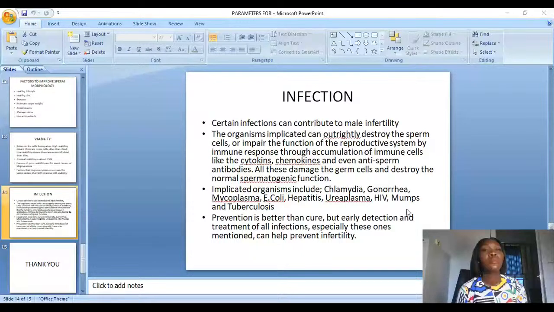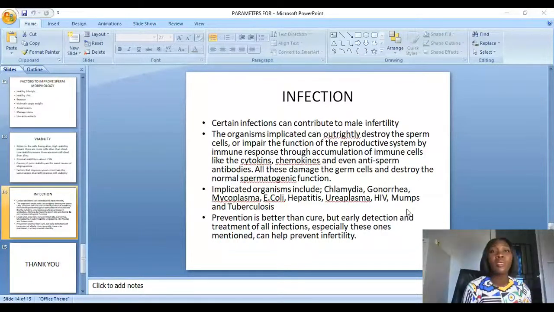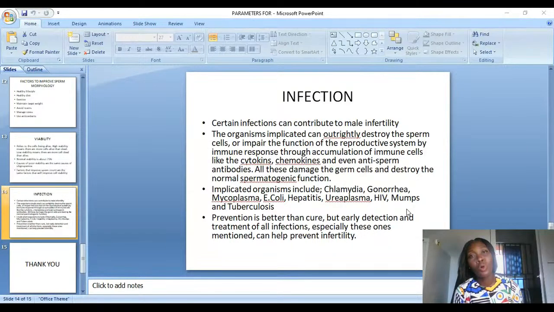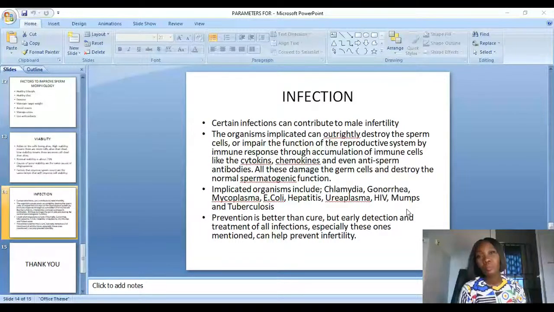Mumps usually happens in children. It is a virus. Treat it: take the child to hospital, let medications be given, let that condition be handled as quickly as possible. Let it not linger in the body, because mumps, the organism, can damage testicular tissue and cause poor production of sperm cells in the future of that male child. So this is so important for parents, mothers to take note of.